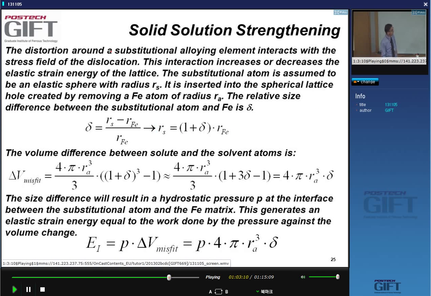All right, so let's do a little bit of math here because we do need to do this. We have the distortion around a substitutional alloying element, and it is this distortion that interacts with the stress field of the dislocation. This interaction leads to an increase or a decrease of the elastic strain energy of the lattice. In these theories, we assume that the atoms are elastic spheres with a certain radius, inserted into a spherical lattice hole created by removing an iron atom with a radius Ra, and it's the relative size difference between the substitutional atom and iron that is of importance.